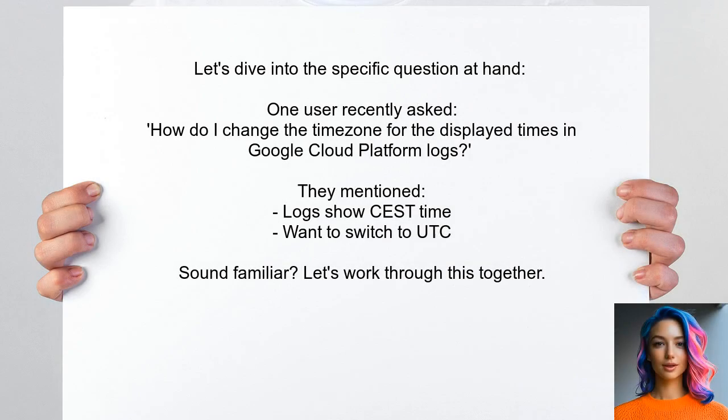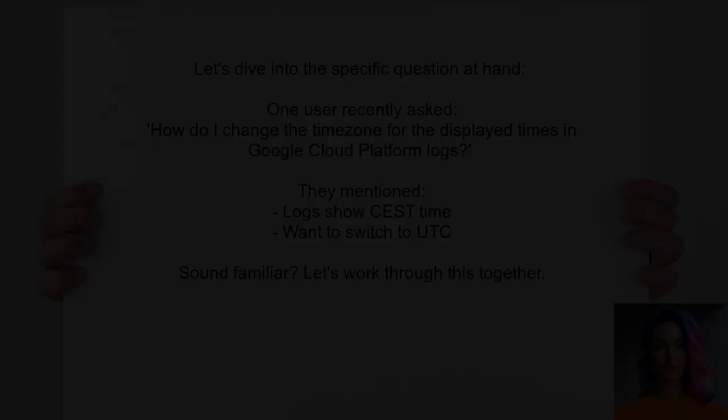Let's dive into the specific question at hand. One user recently asked, how do I change the time zone for the displayed times in Google Cloud Platform logs? They mentioned that their logs are currently showing CEST time, and they want to switch to UTC. Sound familiar? Let's work through this together.